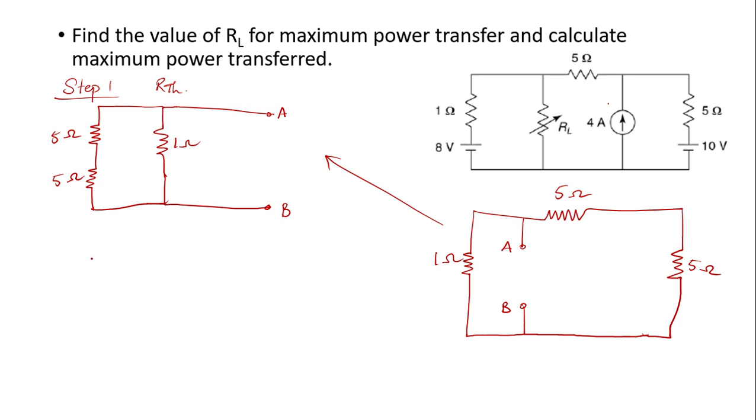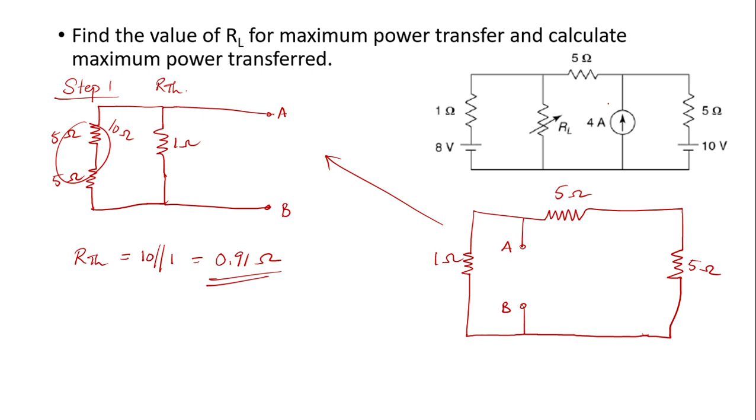Now you try to find the value of RTH. You can see it is more clear now. These two 5 ohms are in series, so you have a 10 ohm, and this 10 ohm and 1 ohm are connected in parallel. So you have 10 parallel 1 ohm over here, and that will be the value of RTH. If you solve for RTH, you will get 0.91 ohms. So that would be the value of RTH.